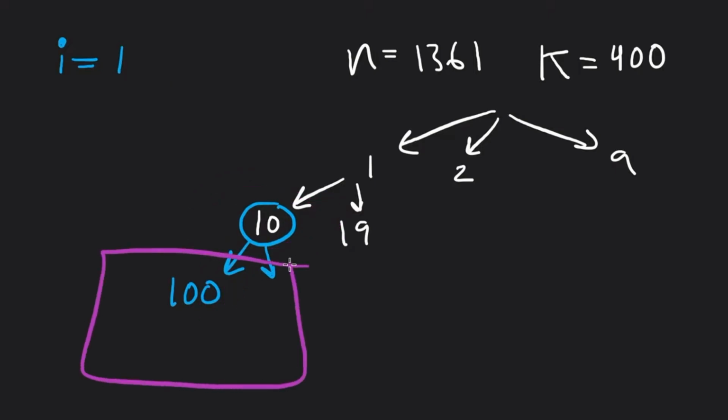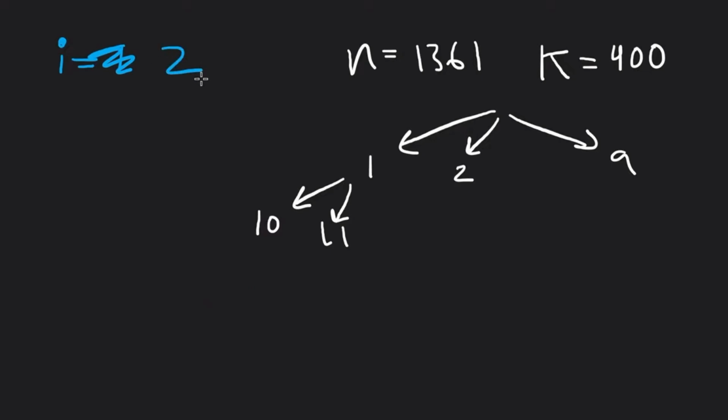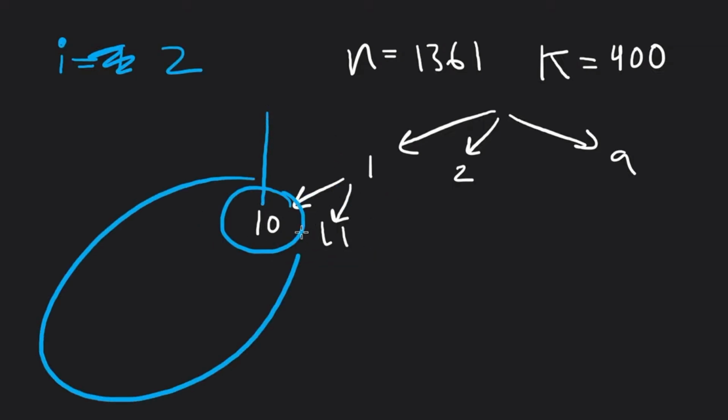Should we go down here, or should we go to its right neighbor, which would be 11? Let me illustrate that a little bit. Right now, i is at position 2. Alternatively, you could decrement k. But now, same question: how many values does this subtree have?